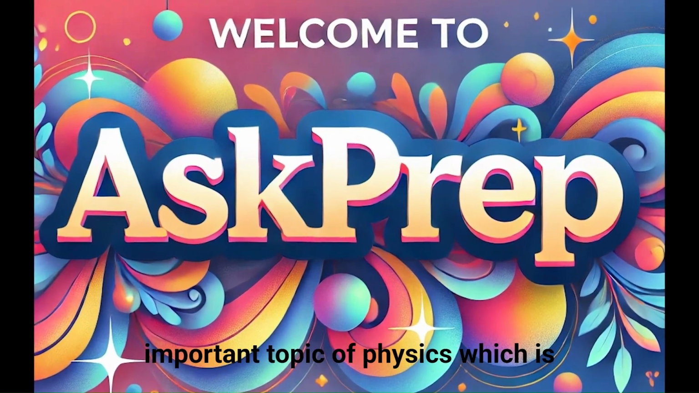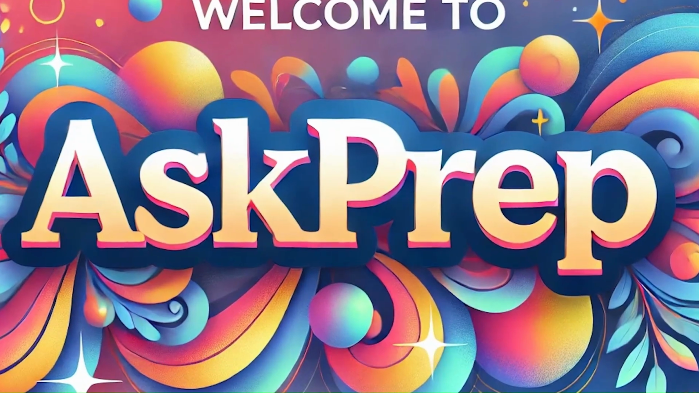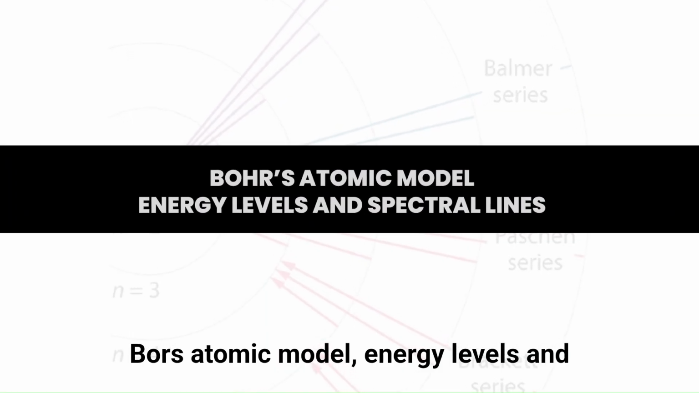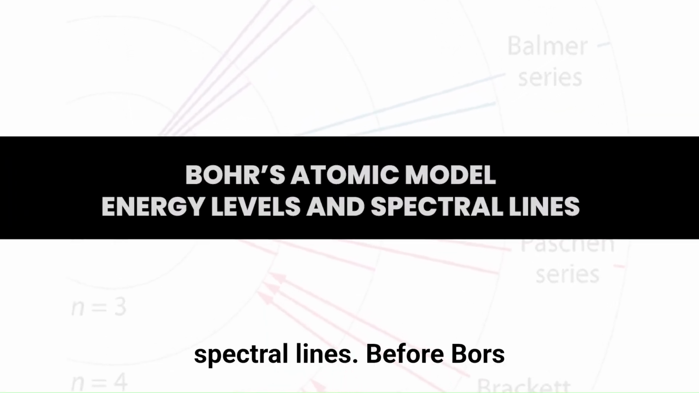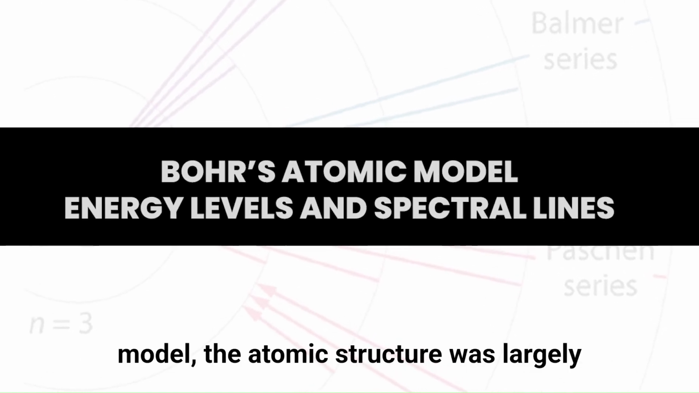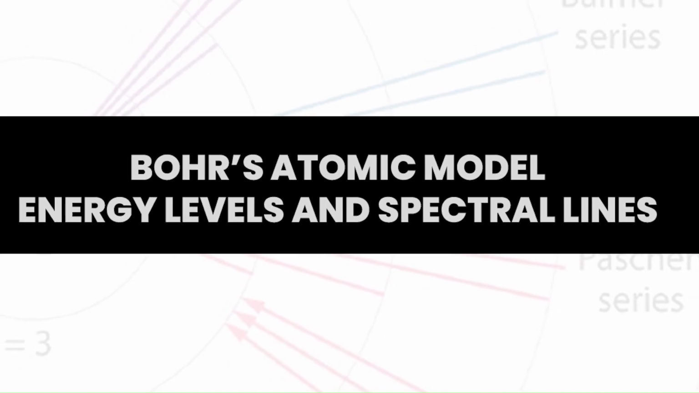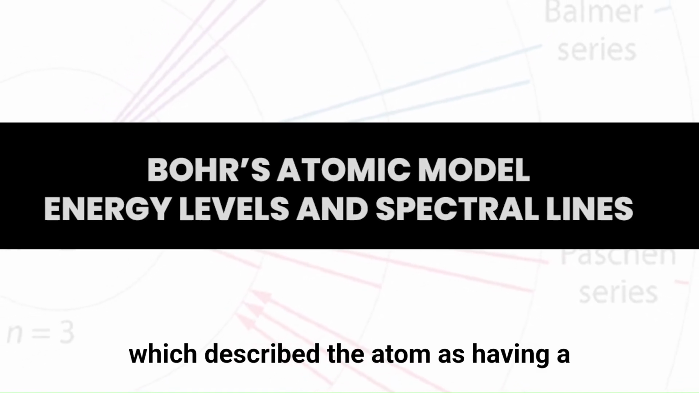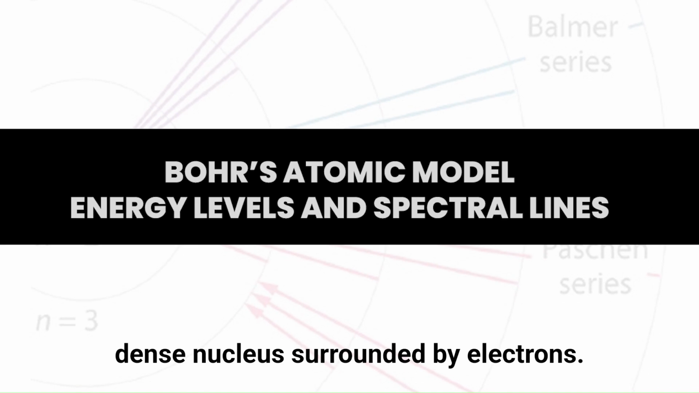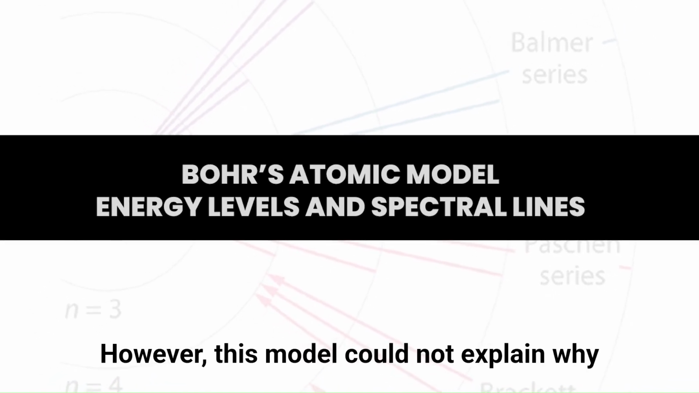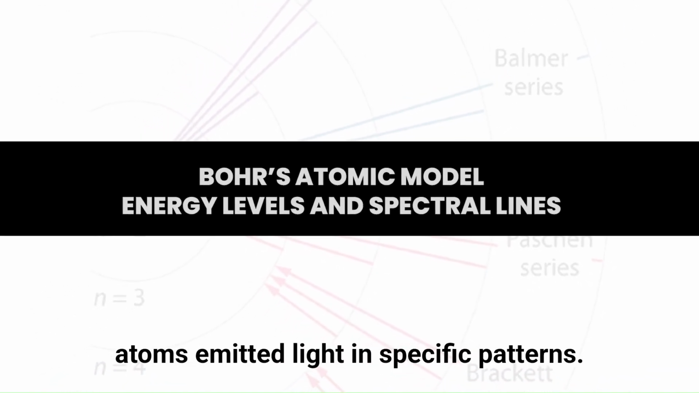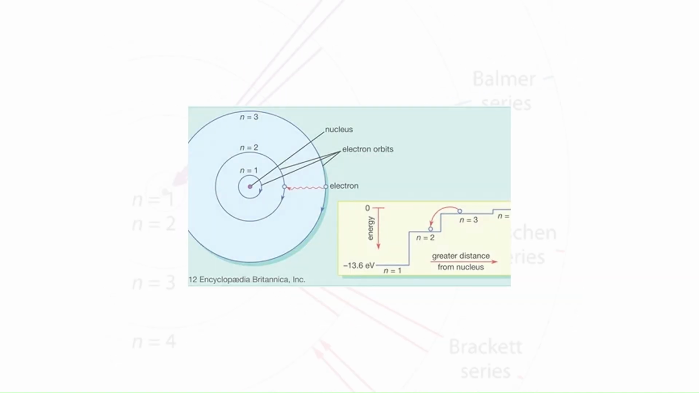Today we will study a very important topic of physics, which is Bohr's atomic model, energy levels and spectral lines. Before Bohr's model, the atomic structure was largely based on Rutherford's nuclear model, which described the atom as having a dense nucleus surrounded by electrons. However, this model could not explain why atoms emitted light in specific patterns.